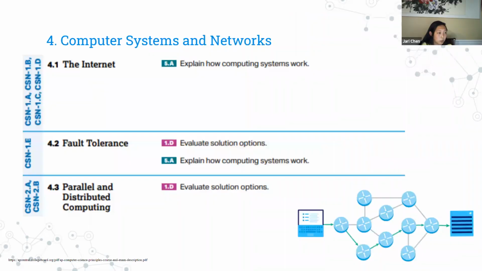Okay, now to the next part, which is computer systems and networks. So the internet section of this is, I think, vocabulary heavy. If anything about the internet shows up on the exam, it's usually some sort of vocabulary asking how something works, or how this transfers over, or how two things interact in the internet. So knowing your vocabulary for this is very important.